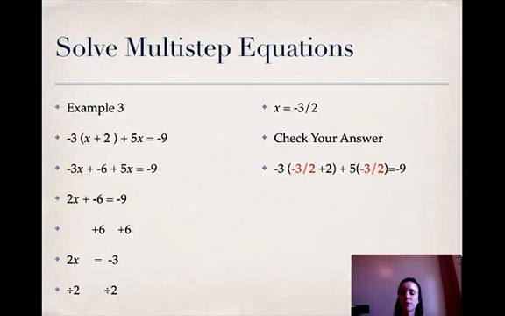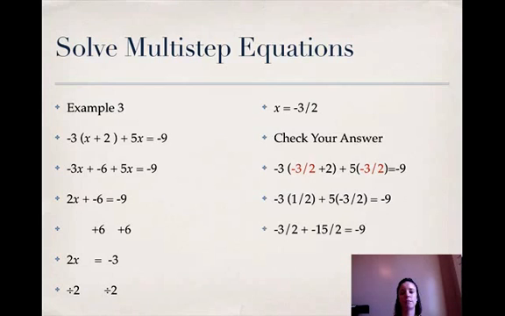So I'm going to simplify what's in the parentheses first. My negative 3 halves plus 2 becomes 1 half, so negative 3 times 1 half plus 5 times negative 3 halves should equal negative 9. So now I'm going to multiply. Negative 3 times 1 half gives me negative 3 halves. 5 times negative 3 halves gives me negative 15 halves. I'm going to add these together.